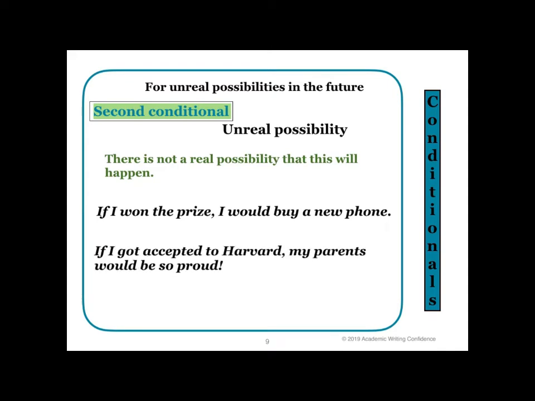Now here's another example. If I got accepted to Harvard, my parents would be so proud. Again, there's not much possibility that this would happen, but if it did, this would be what would happen. So this pattern is written like this. If I something, I would something.